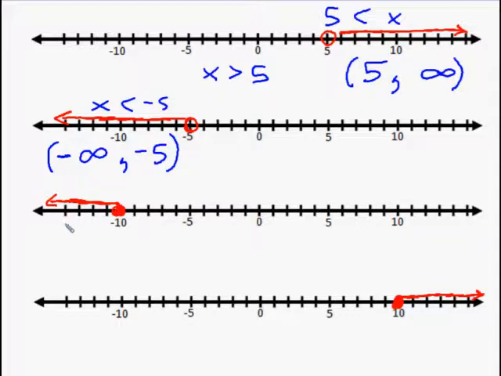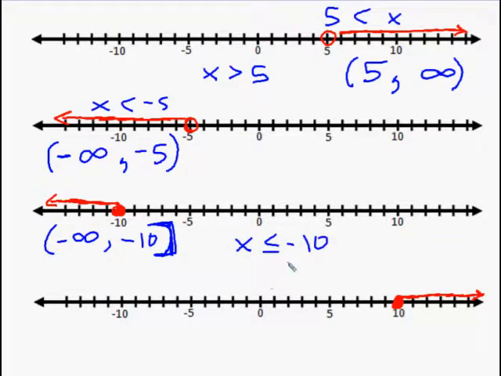This one we include the negative 10, and again, we're going to negative infinity, so negative infinity on the left and all the way up to negative 10, inclusive of the negative 10, however, because that's a closed circle. And as an inequality, I'm going to say x is less than or equal to negative 10.